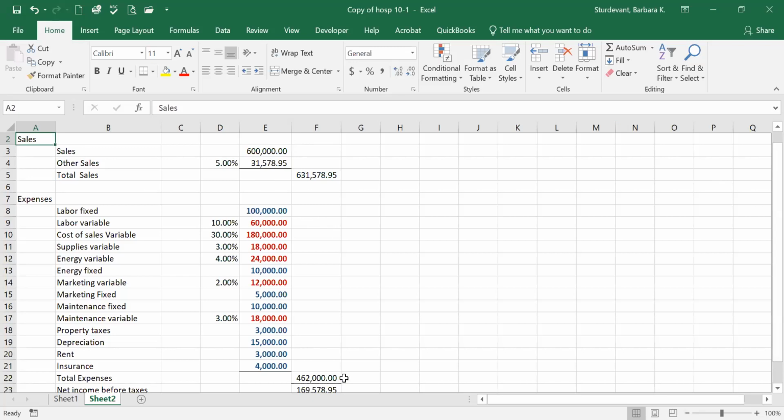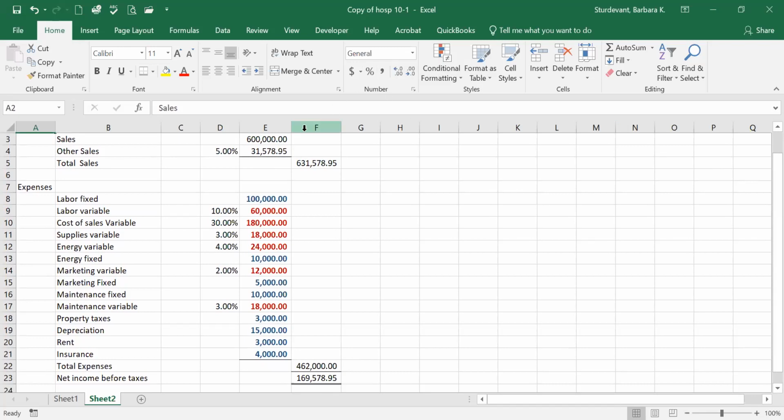Add them up. Those were our total expenses. Remember, if you have to calculate other sales, you're going to take what you have and divide it by 1 minus whatever this number is. And that will give you the total. And then you just take that, subtract what you already know, and back it off and get your other sales number. To get your net income before taxes, because this one we did not have a tax rate, it's just your total sales minus your expenses.